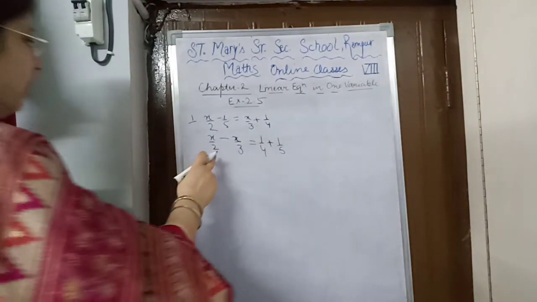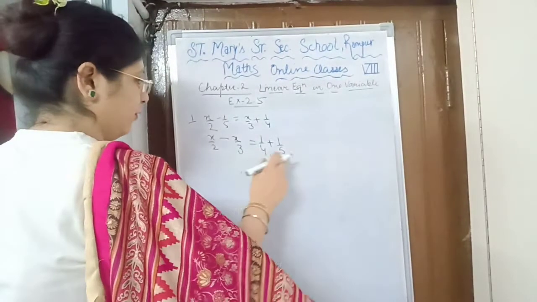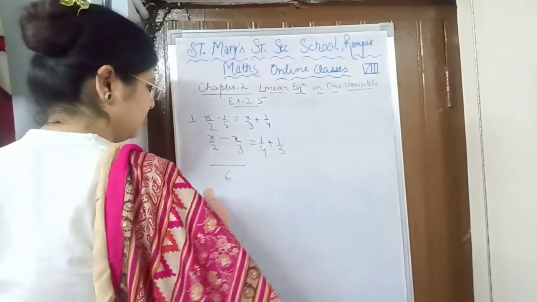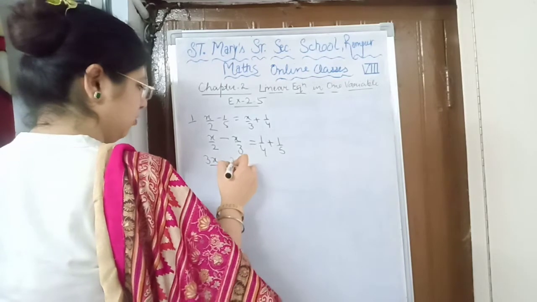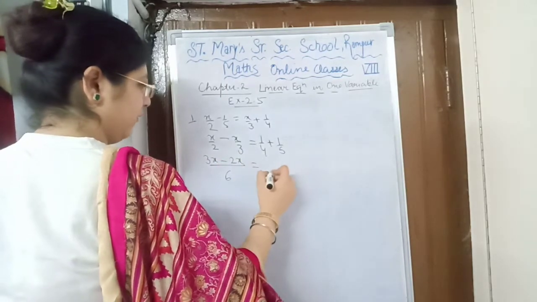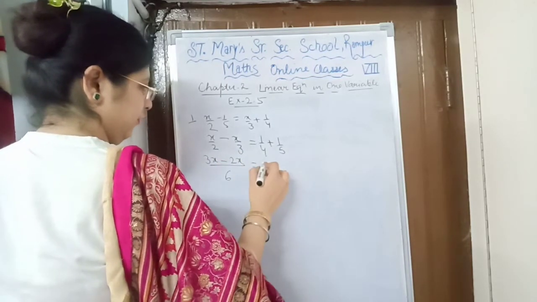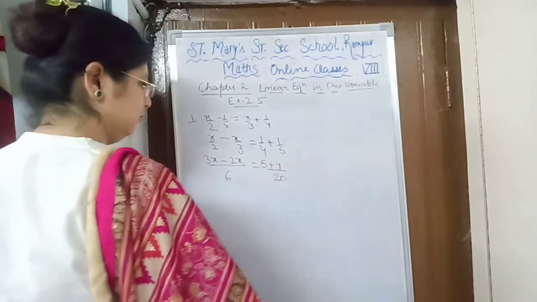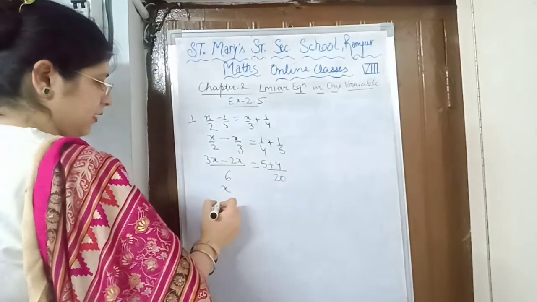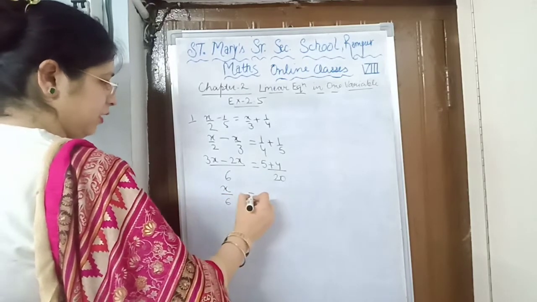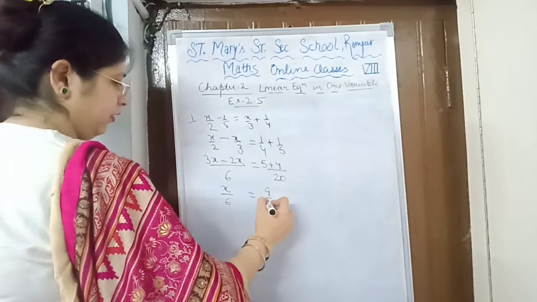Yes. So now take the LCM of 2 and 3, and the LCM of 4 and 5. The LCM of 2 and 3 will be 6. 2 3s are 6, so 3x; 3 2s are 6, so 2x is equal to 4 5s are 20, so 5 plus 4. Okay, clear? 3 minus 2 is x upon 6 is equal to 5 plus 4 is 9 upon 20.